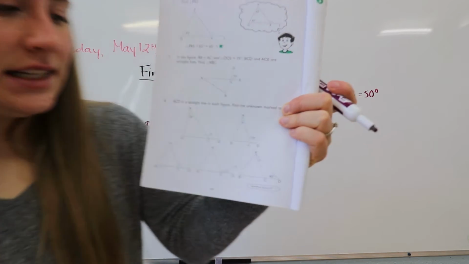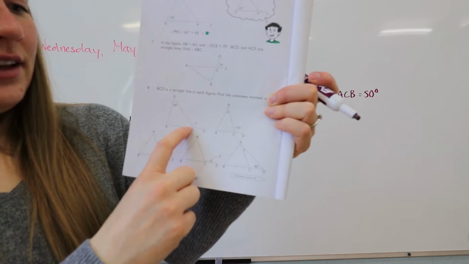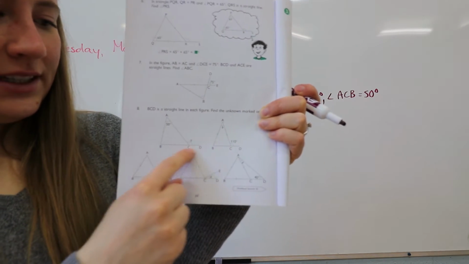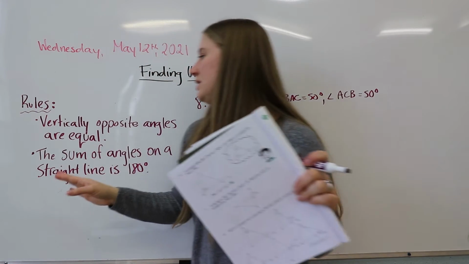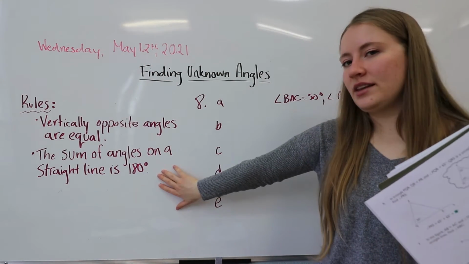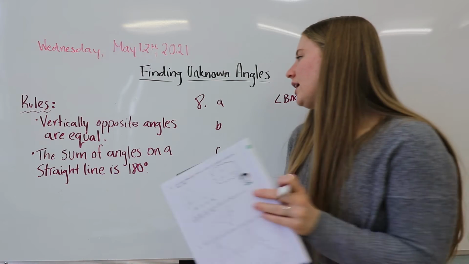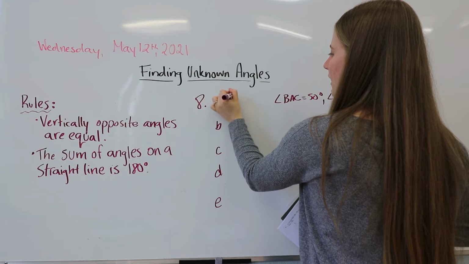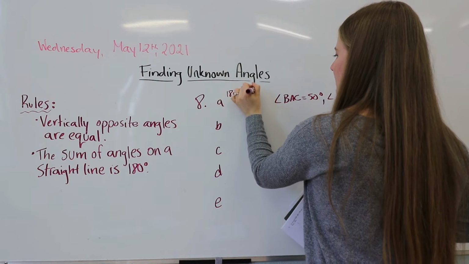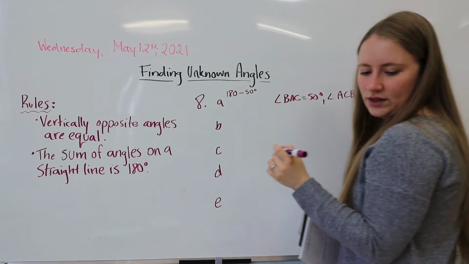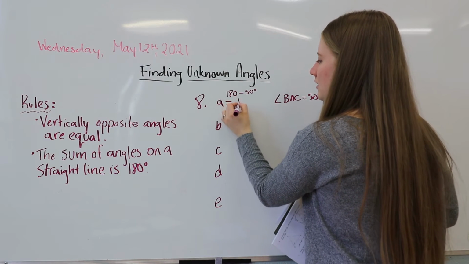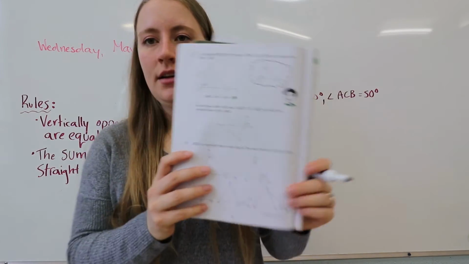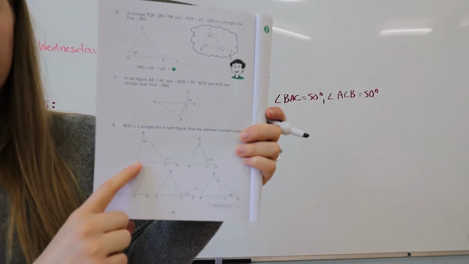And then you'll notice that we have the angle that's adjacent to A. And because we know that BCD is a straight line, we can actually use our rule about the sum of angles on a straight line. Okay, and to find A, we just need to do 180 minus 50 degrees, which is going to give us 130 degrees. Okay, so there is the first triangle.